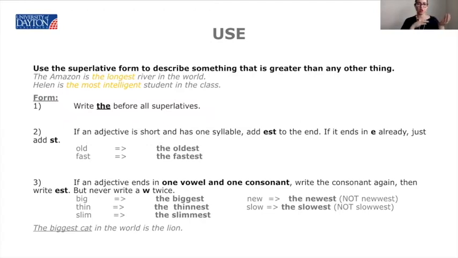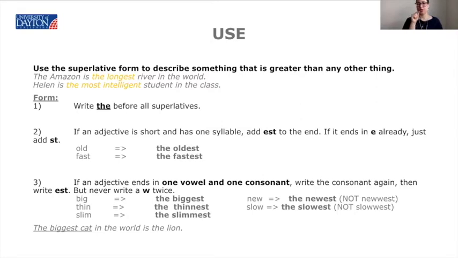If an adjective is short and has 1 syllable, add est to the end. If it ends in e already, just add st. This is really cool because it actually relates to the other rules that we saw. We just think about est now instead of er, okay? So keep that in mind. And we're gonna change the word more for another word. Old, the oldest, fast, the fastest.